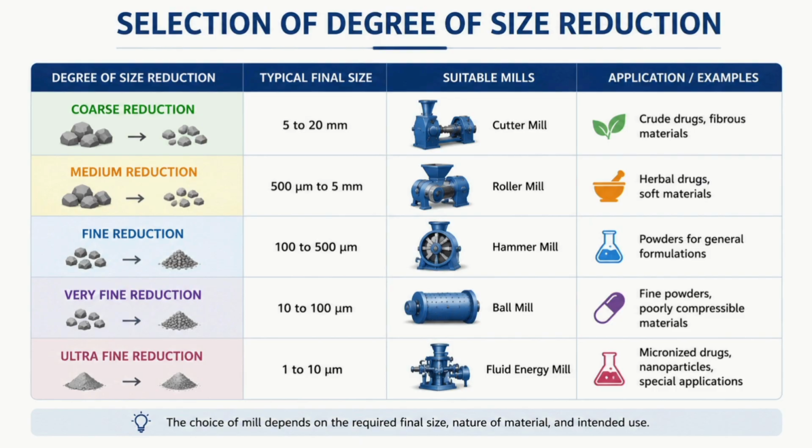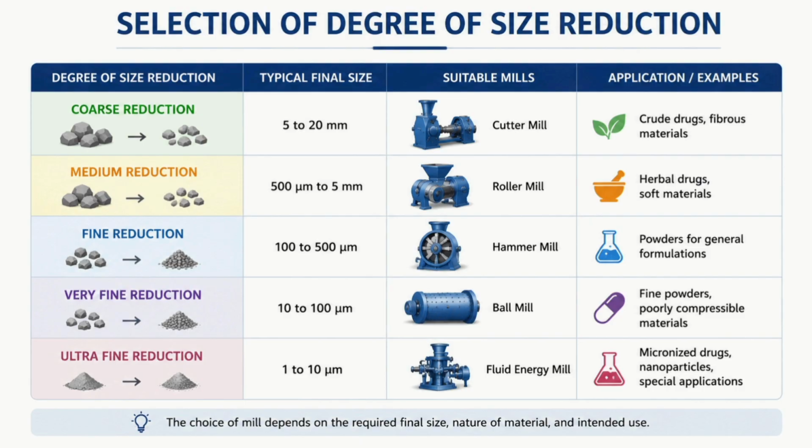The first one is the coarse reduction. The particle size is 5 to 20 millimeters. The suitable mill here is the cutter mill. In coarse reduction, very large particles are converted into small coarse particles. The final particles are still comparatively large. This process is mainly used for crude drugs and fibrous materials. Cutter mill is preferred because fibrous materials require cutting action.